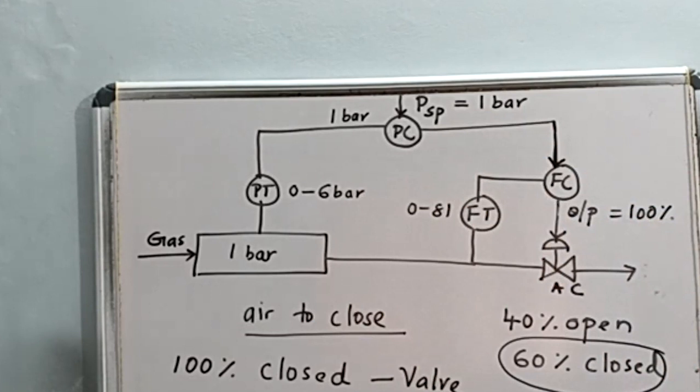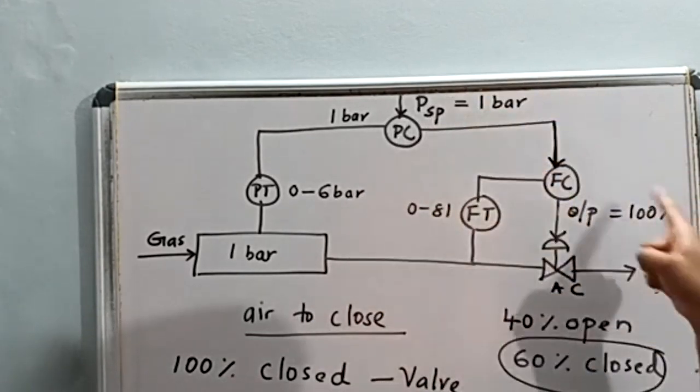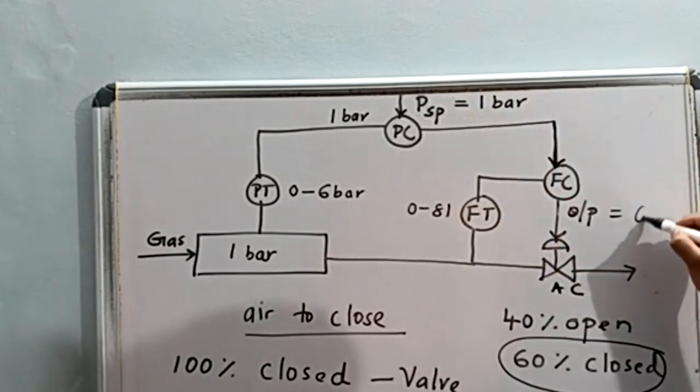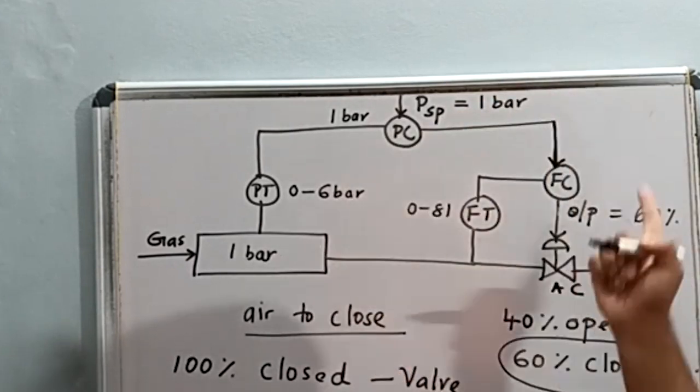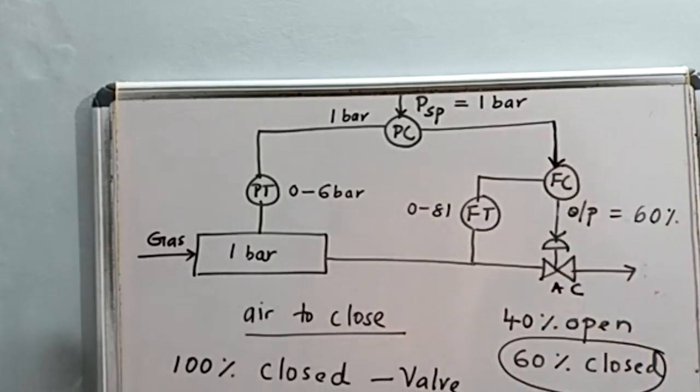Because if you see, this is indirect acting and this is direct acting. If here the output is 60% means, obviously here it will be 40, right? Because this is indirect acting, this is direct acting, right? So the opposite will be the value. So that is the meaning.